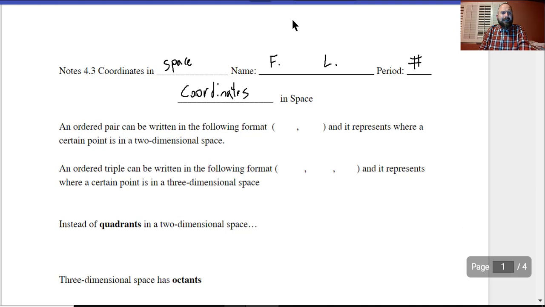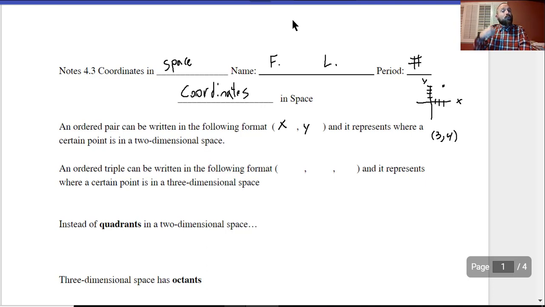So just a reminder, an ordered pair can be written in the following format: x, comma, y, and it represents where a certain point is in two-dimensional space. So that looks like this. If I say 3, comma, 4, then that would be 1, 2, 3, 1, 2, 3, 4, and it'd be count the x, count the y, put the dot, done.